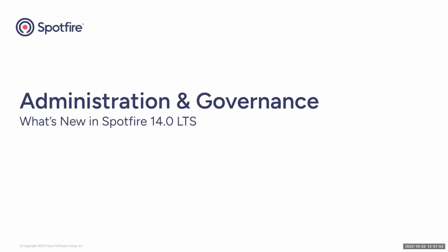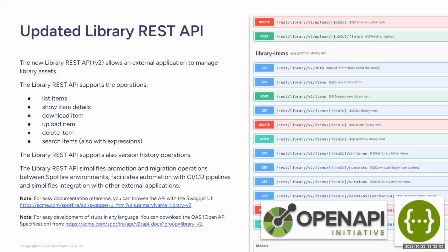And now, for anyone that installs, deploys, and administers Spotfire for your organization, let's see what's new in the admin and governance space. There is now a REST API for library asset management. This API supports the operations list items, show item details, download items, upload items, delete, and search for items.